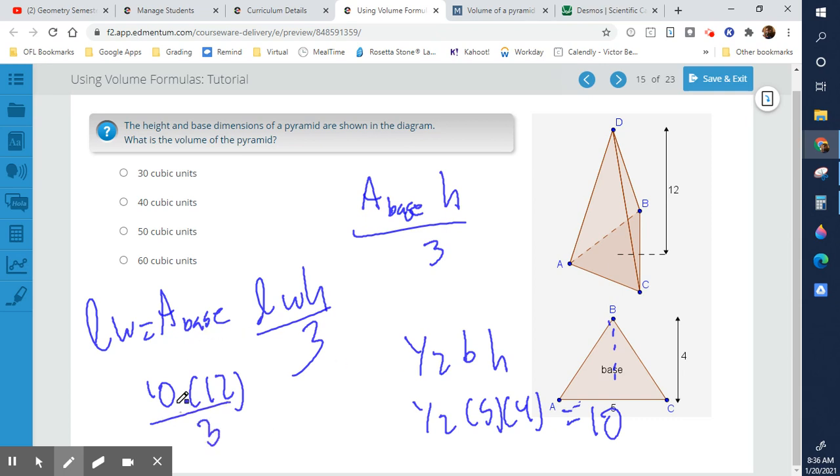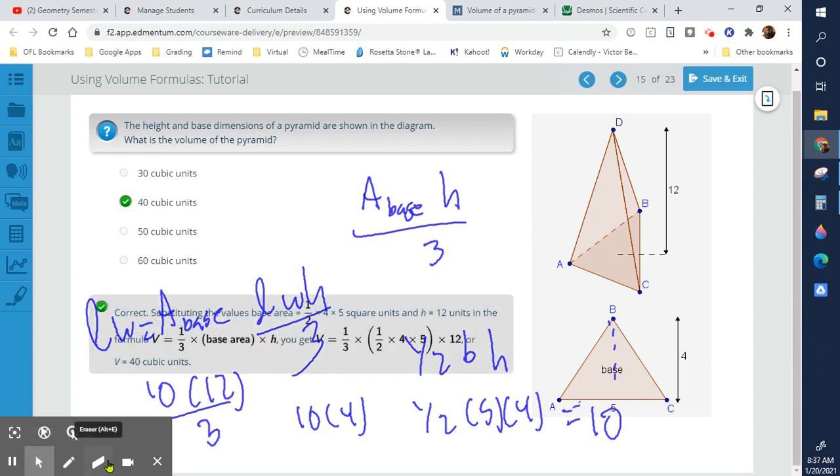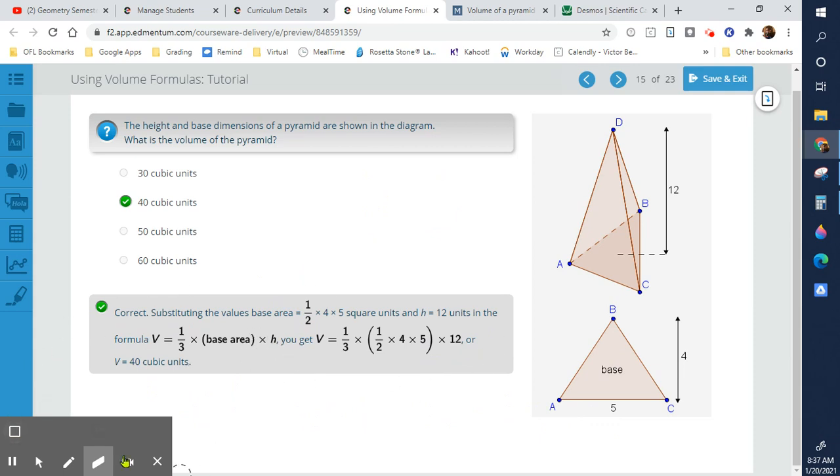You can do this in any order because multiplication and division are in the same area of PEMDAS, because division is a type of multiplication. So it's like I'm multiplying by 1/3. So I'm going to divide by 3, so that's 4. So I get 10 times 4. So my answer ends up being 40. And by cubic units, it means if you're doing it in feet, meters, whatever unit you have.